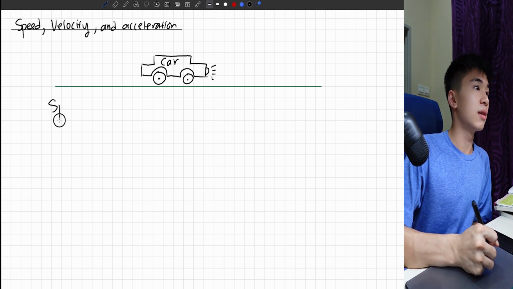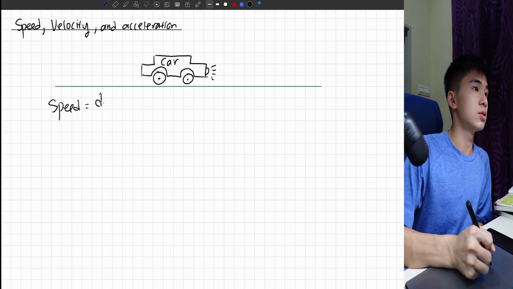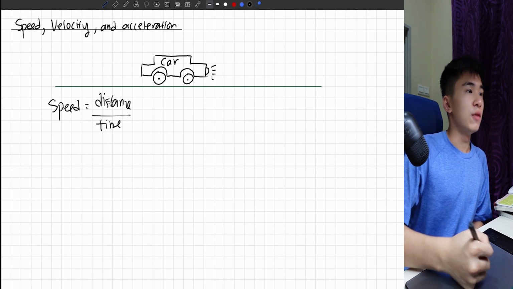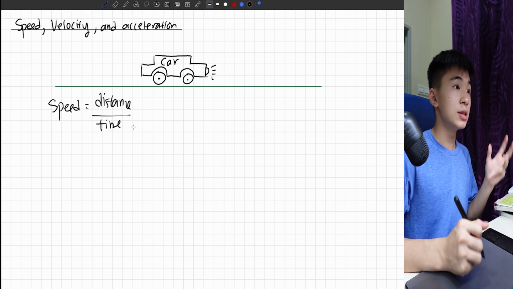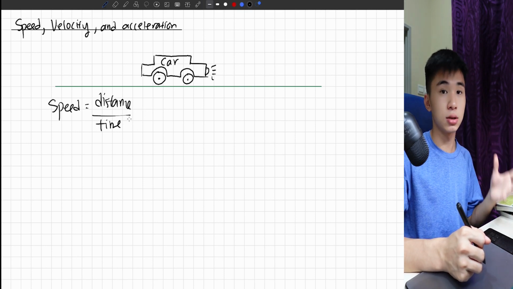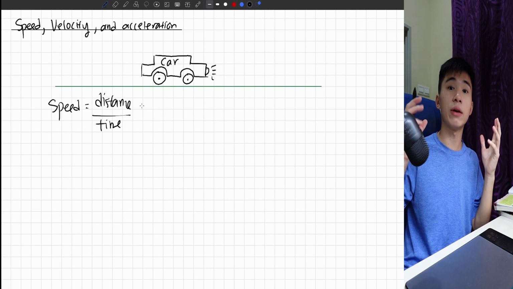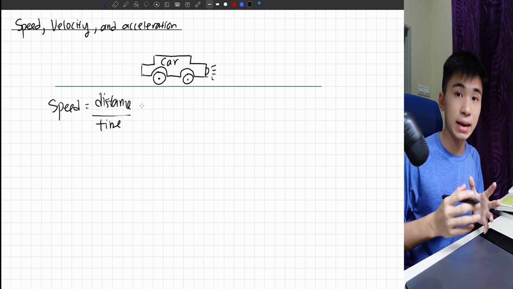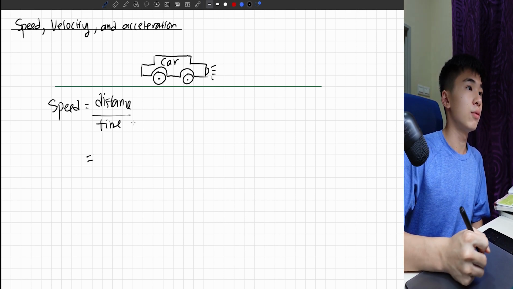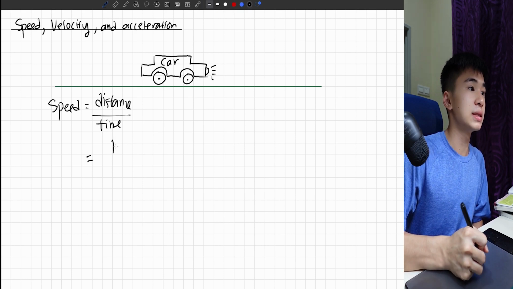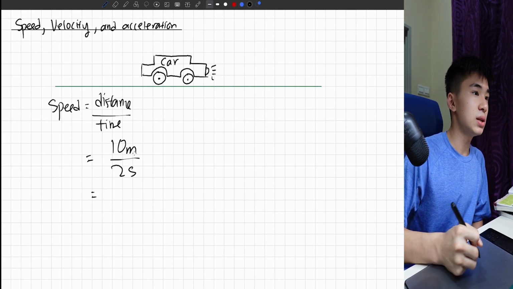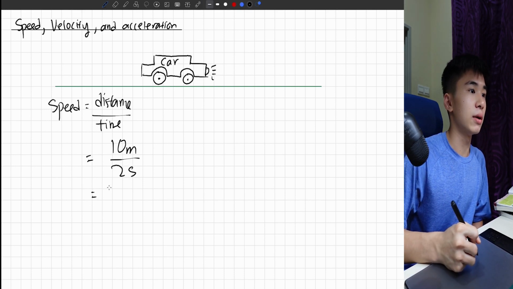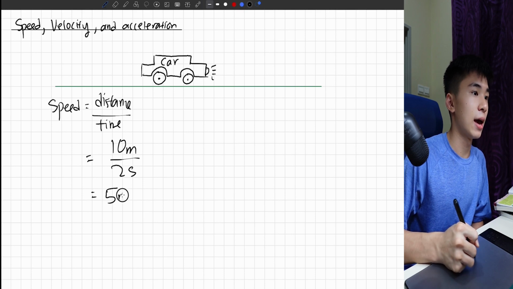First, we know that the formula of speed is speed equals distance over time, which means we measure the distance traveled per unit time. More speed means you are going faster, right? So more speed means you travel a greater distance in less time. Let's say we traveled a distance of 10 meters in 2 seconds. So the speed is going to be 10 divided by 2, which is 5 m/s.